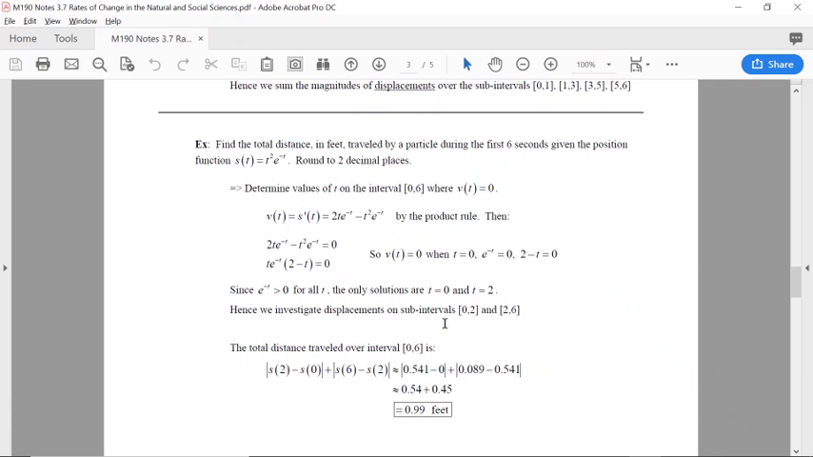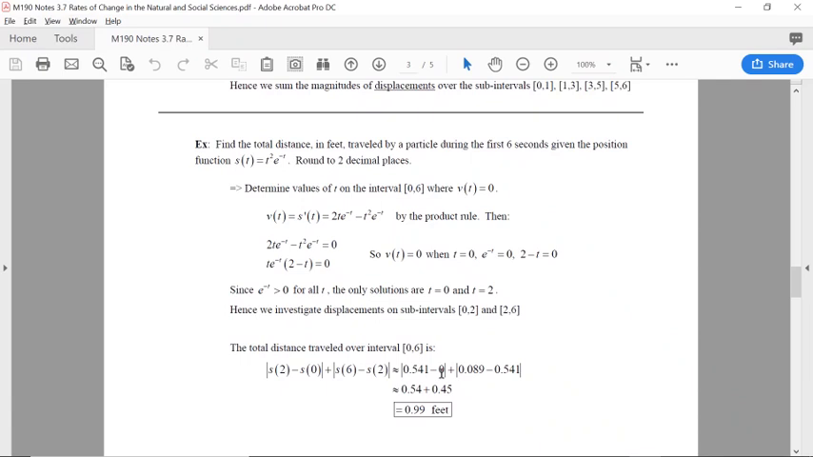So we're interested in the displacements, which we're going to take the magnitudes of, on the intervals 0 to 2 and 2 to 6. So we take s of 2 minus s of 0 to find the displacement over the first 2 seconds, the difference in the positions, from the original position function. So plug in 2, plug in 0, take the difference between the two. Take the absolute value in case the quantity was negative.